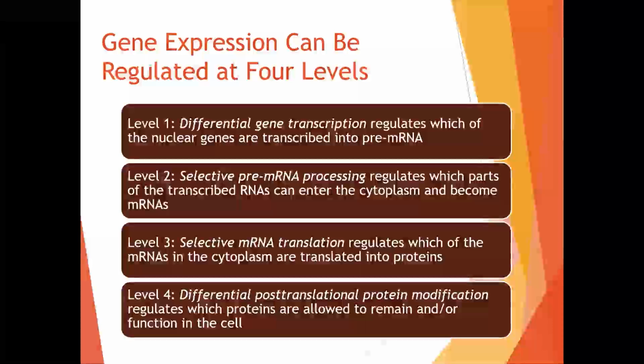And then also this step encompasses any sort of splicing. So sometimes there's alternative splicing where some exons are kept, some aren't, and it depends on cell type. Level 3 is selective mRNA translation, which regulates which of the mRNAs in the cytoplasm are translated into proteins.